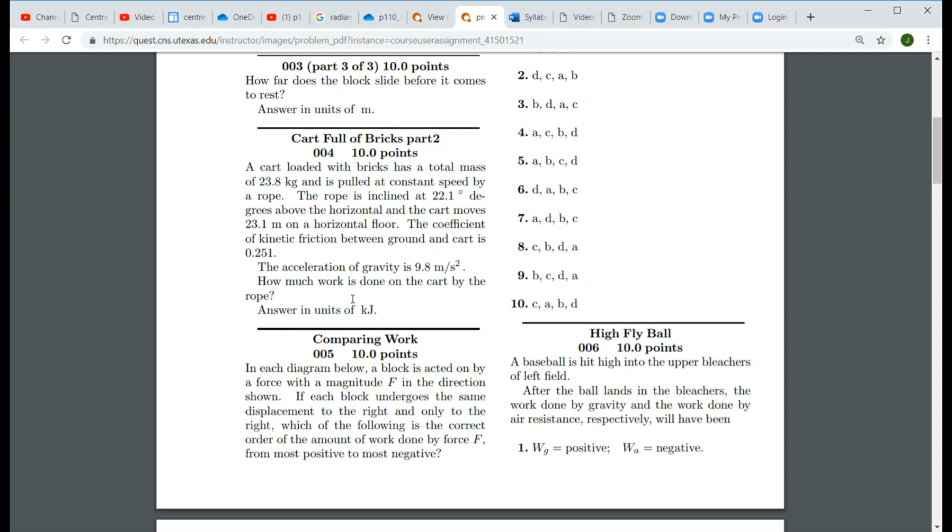If we want to know the work done on the cart by the rope, we know how far it's gone, right? That's the 23.1 meters here. So we're going to use the formula F x times delta x, and F x is going to be the tension in the rope times the cosine of 22.1 degrees, which would give me the x component of the tension, times the distance it moves along the x direction, 23.1 meters. And so F x times delta x, or tension x times delta x, would give us the answer.